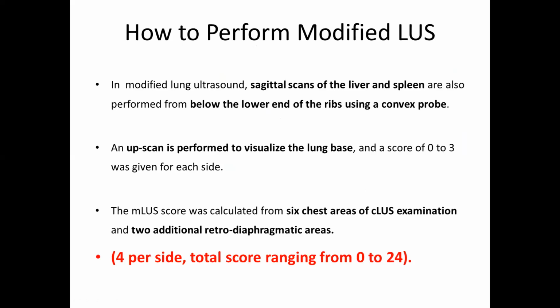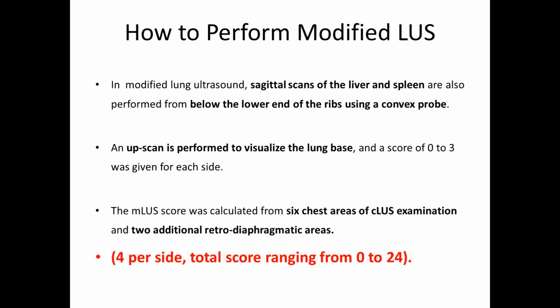And when we do the modified lung ultrasound score, we use the convex probe, which is kept below the lower end of the ribs in a sagittal plane above the liver and spleen. And the upscan is performed to visualize the lung base. And the scores are given as we have seen before.